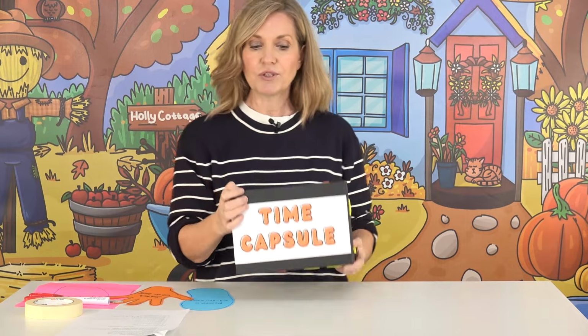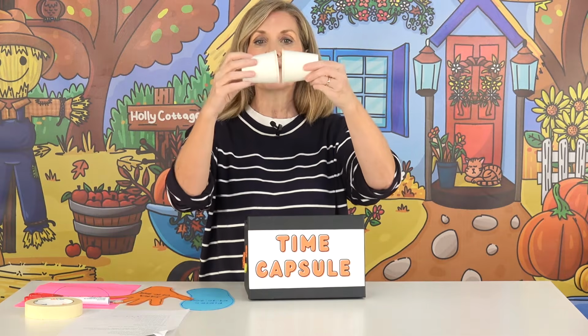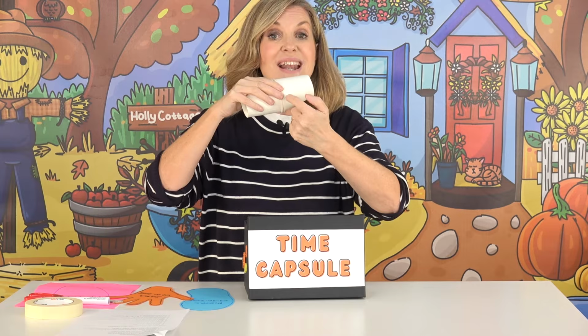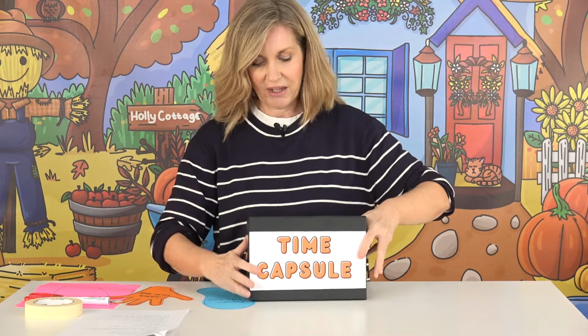I usually have students bring in an old shoebox or a cereal box, but if you don't have a shoebox or cereal box, you can even just create a time capsule with two paper cups and just tape them together. Remember to put their name on so we know whose they are. The same with your box, you can decorate it. I've decorated it with some stickers and they need to put their name on that box as well.